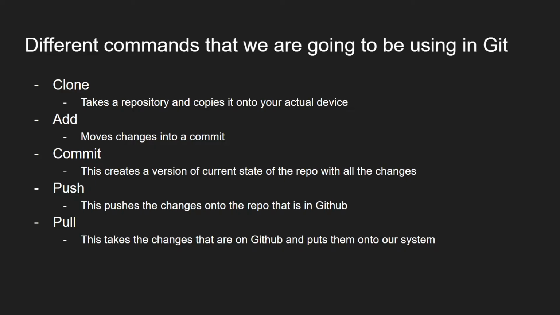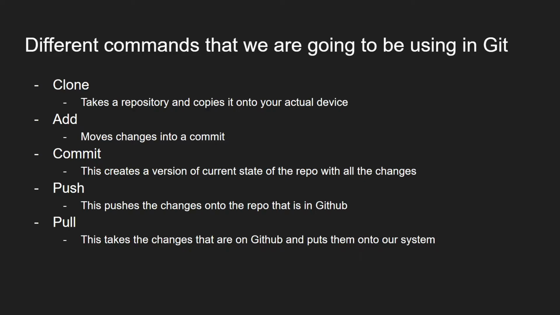The next is Git Commit. This creates a version of the current state of the repo that's in your computer, and it has all of the changes that you made. So you would commit all of these changes, and they would all be together in one version. And finally, we have Git Push, which would take all the changes that are on your computer and put them onto the online repo on GitHub.